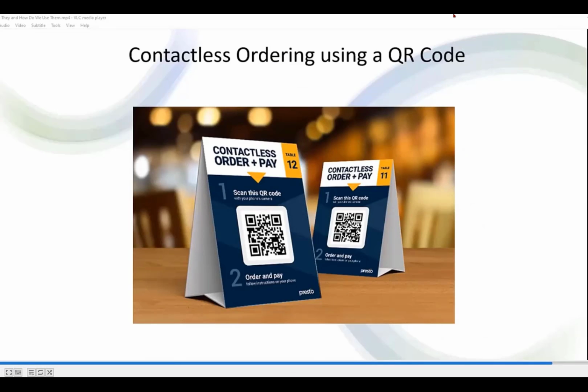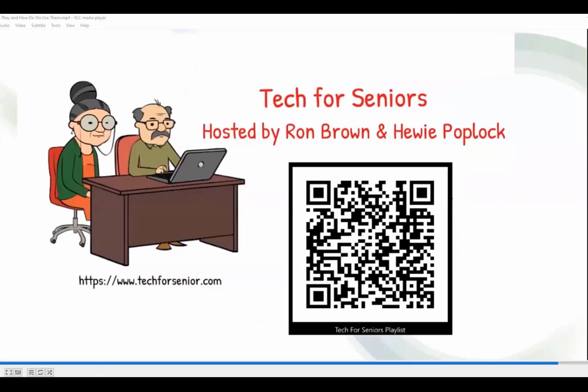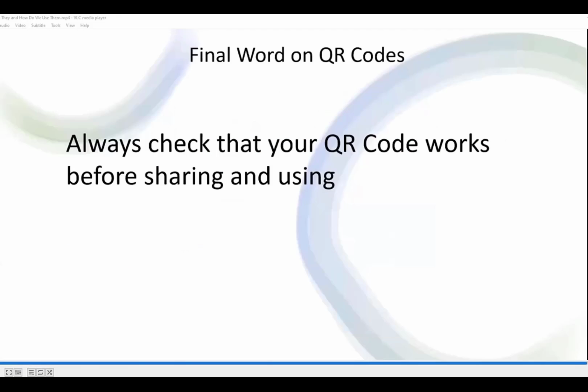Contactless ordering using a QR code is yet another use. Or you can put a link to the playlist for Tech for Seniors as a barcode. So if you have a barcode reader on your phone and you're watching this, click your QR reader, and you will get the playlist for Tech for Seniors.